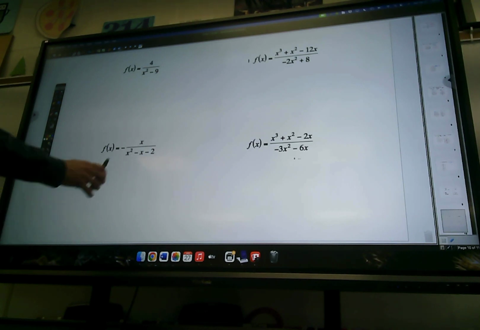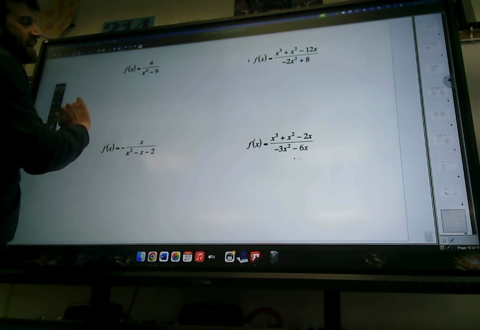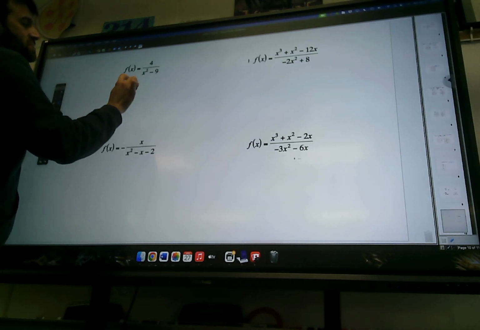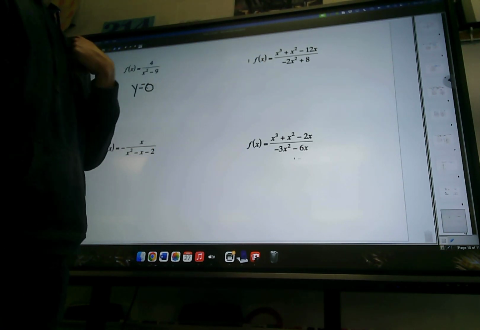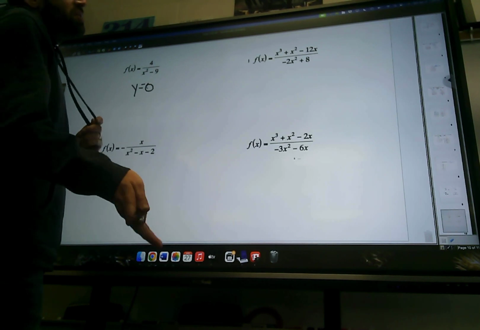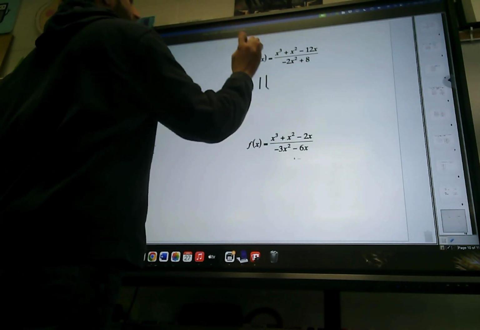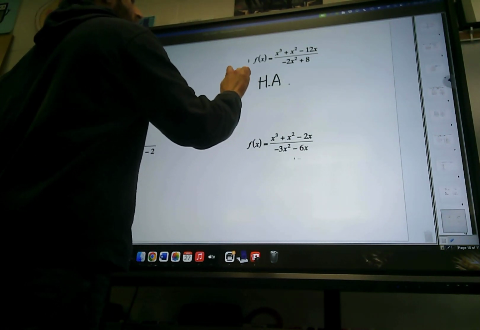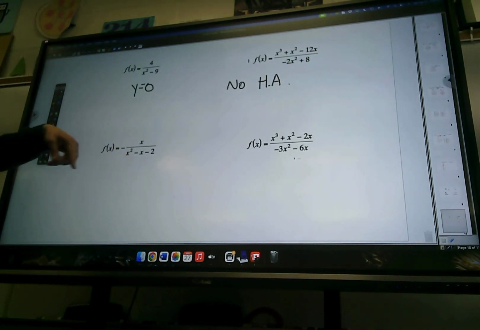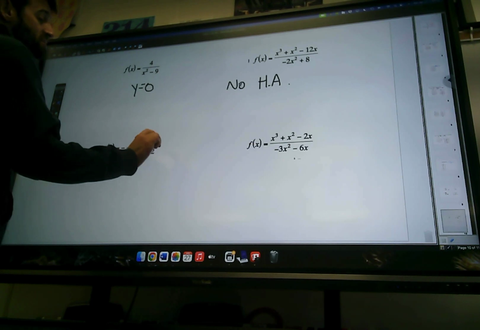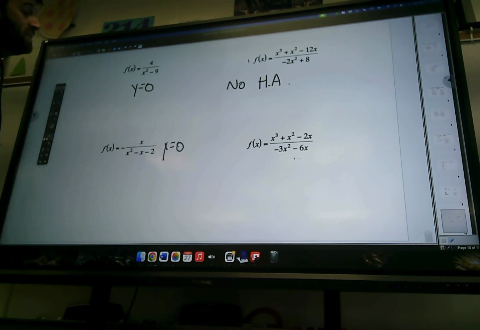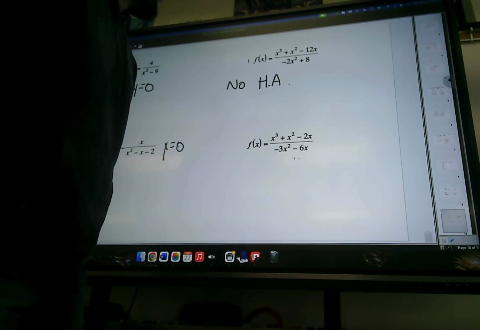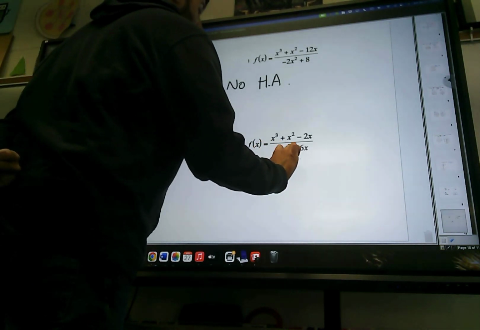Here we go. Degree of the bottom is larger here. Degree of the top is 0. The degree of the bottom is 2. So that's going to be y equals 0. Here, the degree of the top is 3. Degree of the bottom is 2. Larger on the top. That is no horizontal asymptote. Here, degree of the top is 1. Degree of the bottom is 2. So that is going to be y equals 0. Here, larger on the top, that is no horizontal asymptote.